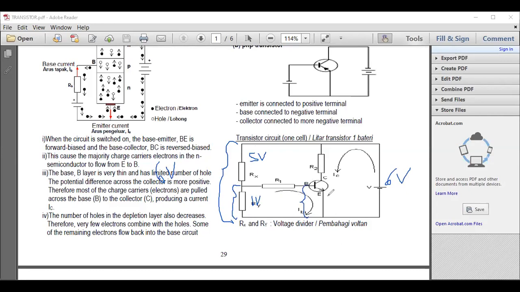Okay, this is the emitter base. So that means if this one is 1 volt, here also must be 1 volt. If this one is 6 volt, here also must be 6 volt. If this one is 0 volt, here also will be 0 volt, because they are parallel.